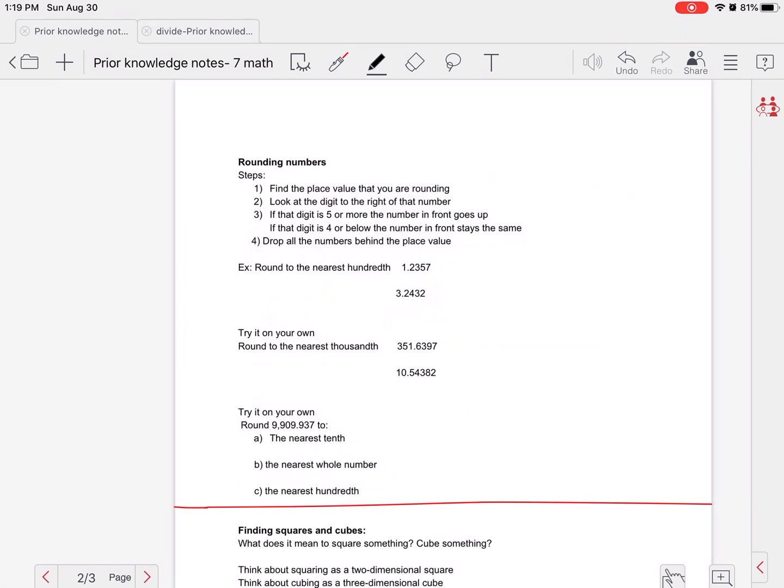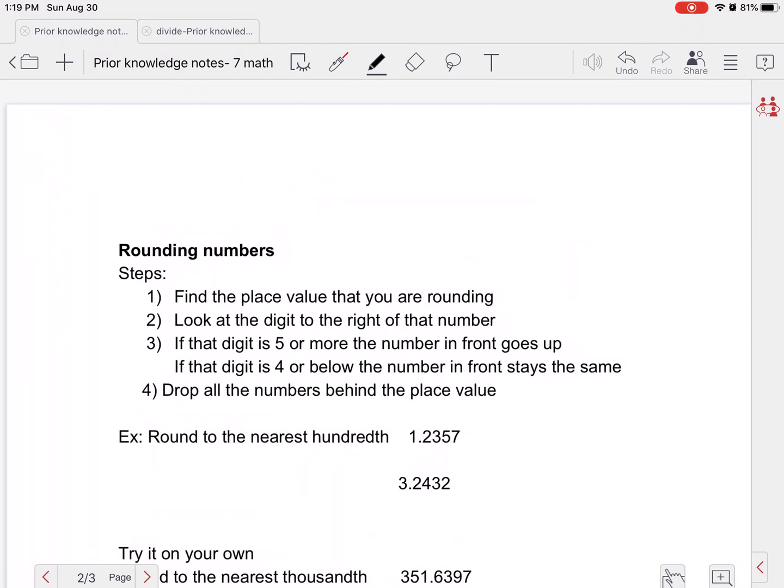Okay, we're going to talk about rounding numbers, and I have a lot of students who struggle with this, and that's okay. So that's why we want to practice it, okay? So we want to find the place value that you're rounding to. So if I say round to the nearest hundredth, we should know what the hundredths place is.